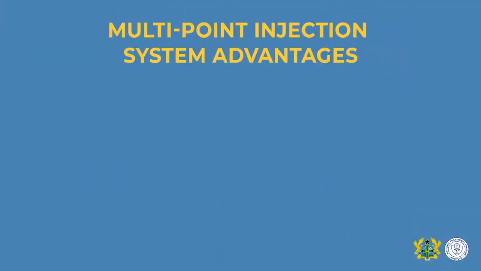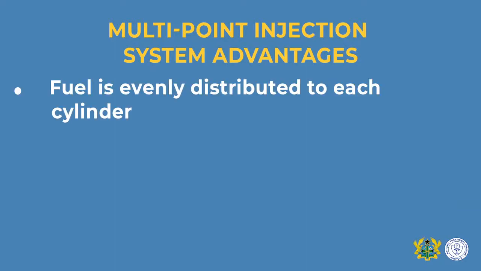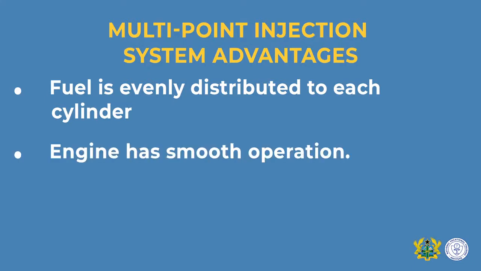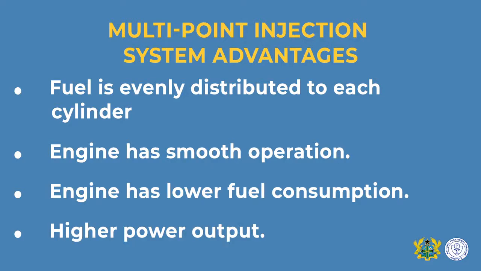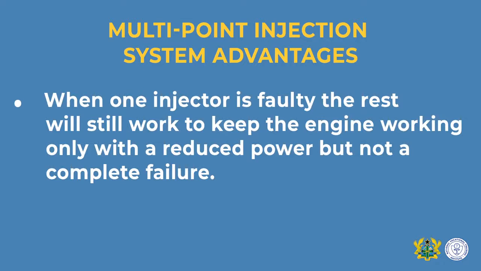The advantages of the multi-point injection system are these. 1, fuel is evenly distributed to each cylinder. Engine has a smoother running operation. There is always lower fuel consumption with the multi-point injection system. There is higher power output. When one injector spoils or is defective, the other cylinders can still work instead of the engine completely running off, as in the case of the single cylinder. That makes the multiple cylinder injection point very effective and efficient for modern engines.